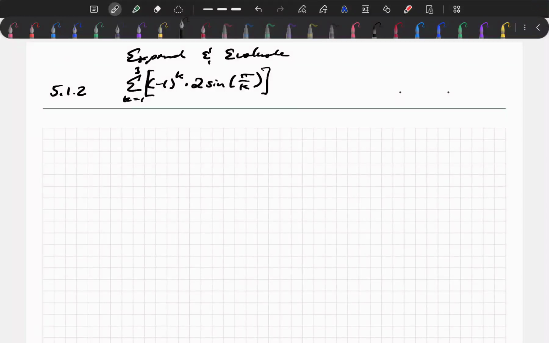Hi everybody. Here we are being asked to expand and evaluate this sum written in sigma notation.